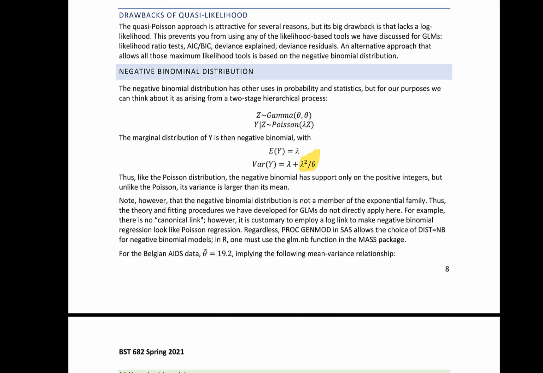Now, this still isn't a perfect solution because the negative binomial is not a member of the exponential family. Thus, the theory and fitting procedures we've developed for GLM are not going to directly apply. And it ends up, for this example, there's no canonical link. However, it's customary to employ a log link to make the negative binomial regression look like Poisson regression. Regardless, GENMOD in SAS allows for the choice of distribution equals NB for negative binomial, and in R you actually have to use the glm.nb function, located in the MASS package.